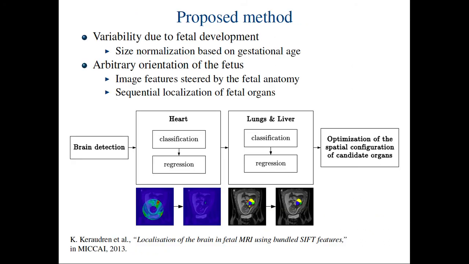In order to reduce the variability due to fetal development, we propose a size normalization based on the gestational age. To account for the arbitrary orientation of the fetus, we use image features steered by the anatomy of the fetus and propose to detect fetal organs sequentially. Starting from the brain, we find possible locations for the heart, then for the lungs and liver, before selecting the most likely position of each organ.